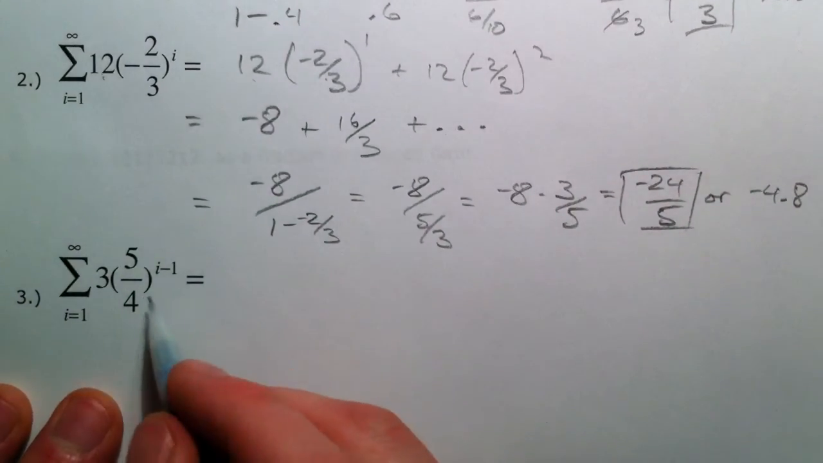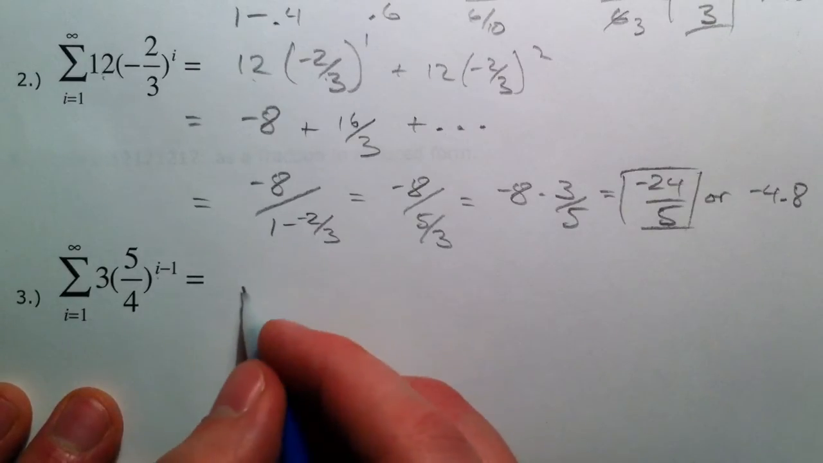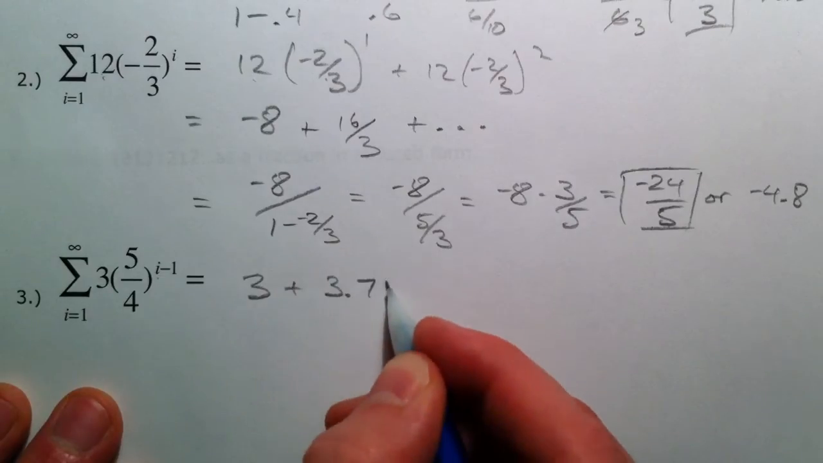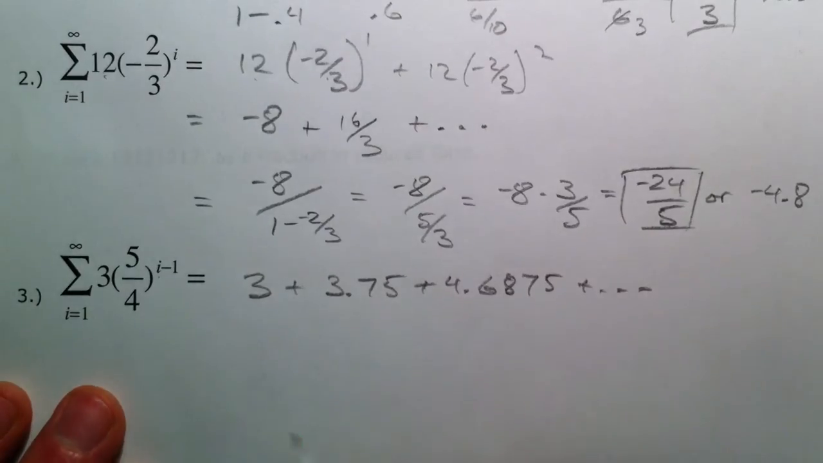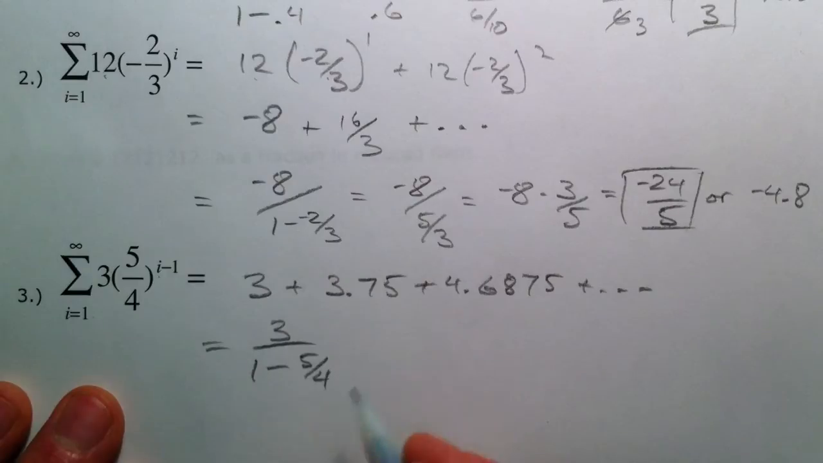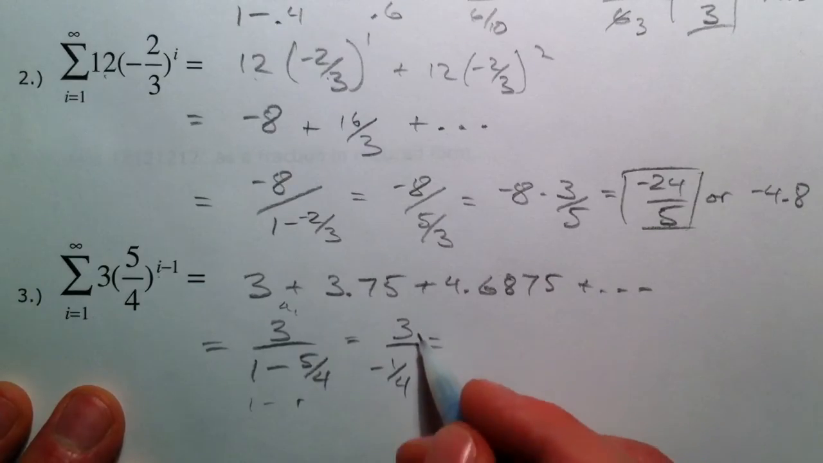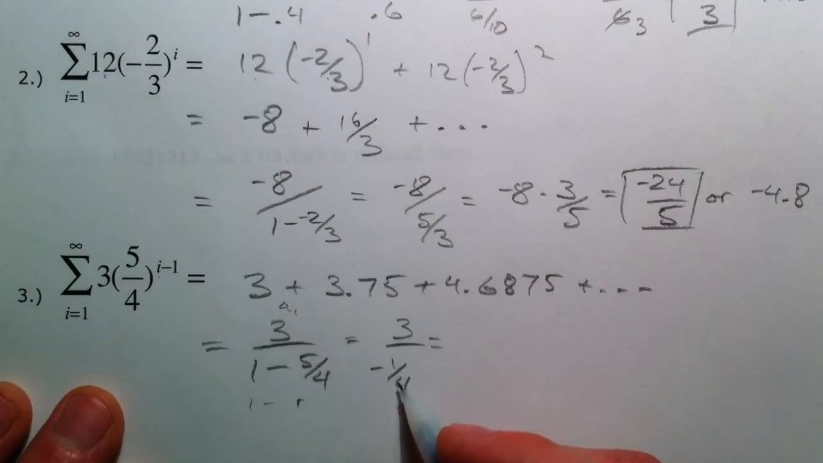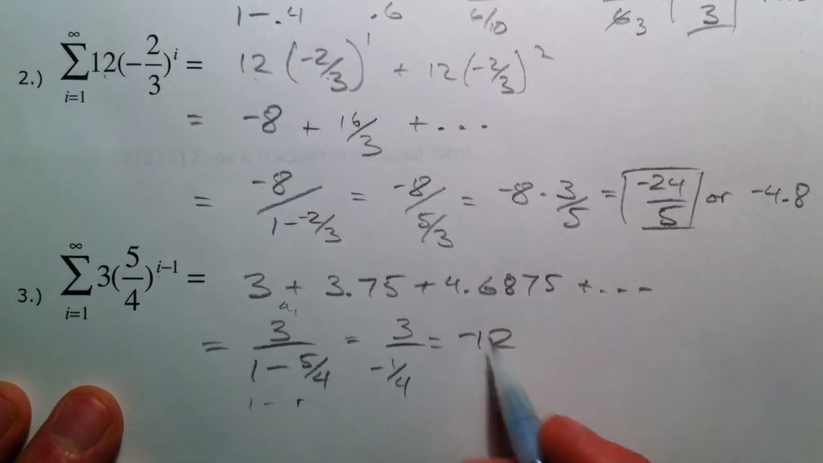Next, check it out again. So plug in 1, plug in 2, plug in 3, plug in 4. You get 3 plus 3.75 plus 4.6875, and so on. So you plug it into your equation: first term over 1 minus your r, 5/4. First term, 1 minus r. 3 over negative 1/4. And so that's 3 times negative 4, so negative 12. So all these numbers add up to negative 12.